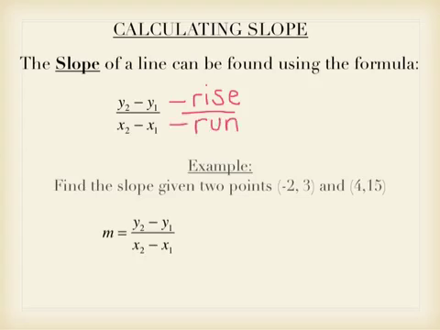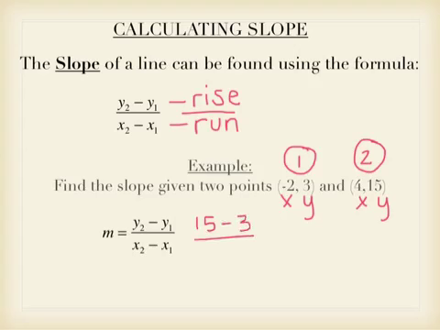Okay. That's such a long problem. All you do is 15 minus 3 divided by 4. Yep, that's exactly right. If we call this coordinate number 1 and this coordinate number 2, and then remember every coordinate has an x and a y. So y2 would be the y coordinate from the second coordinate. So it would be 15 minus y1, which is 3. What's x2? 4 minus x1, which is negative 2.